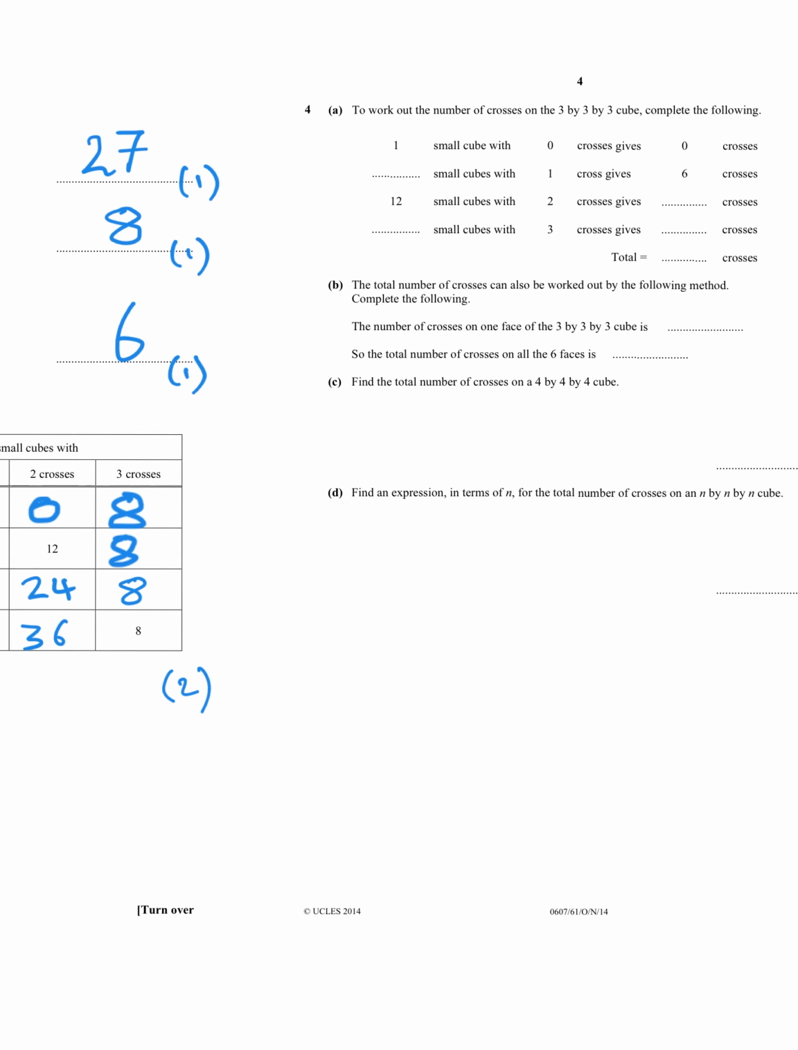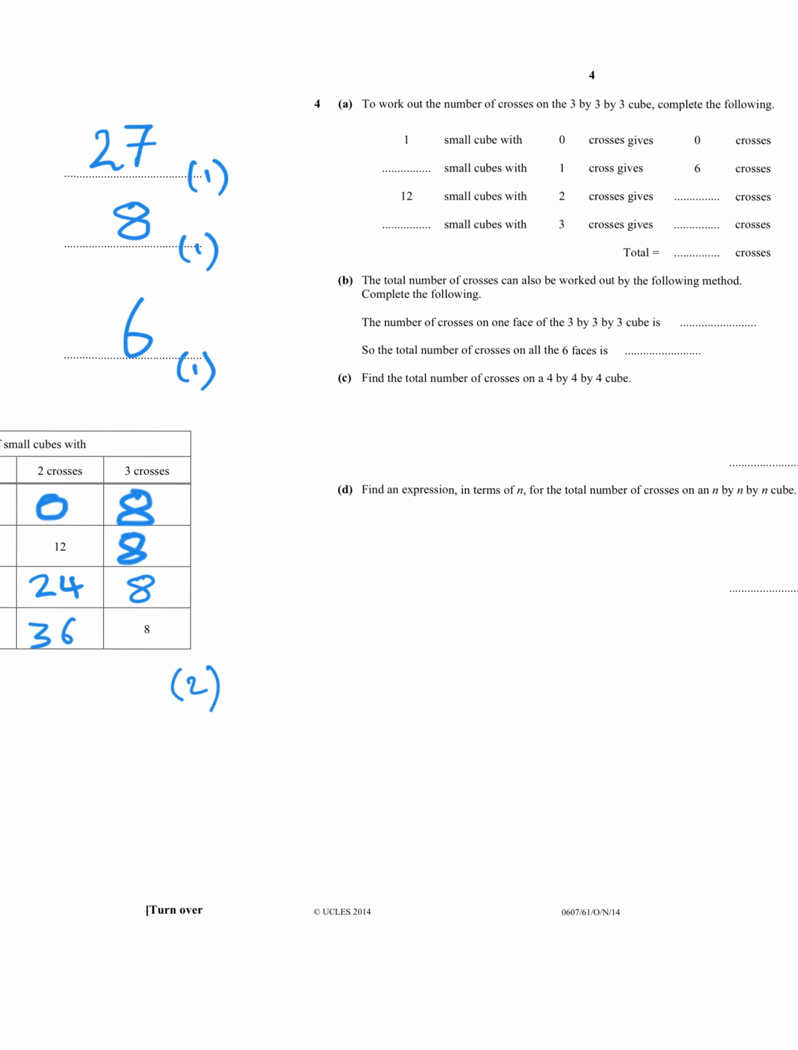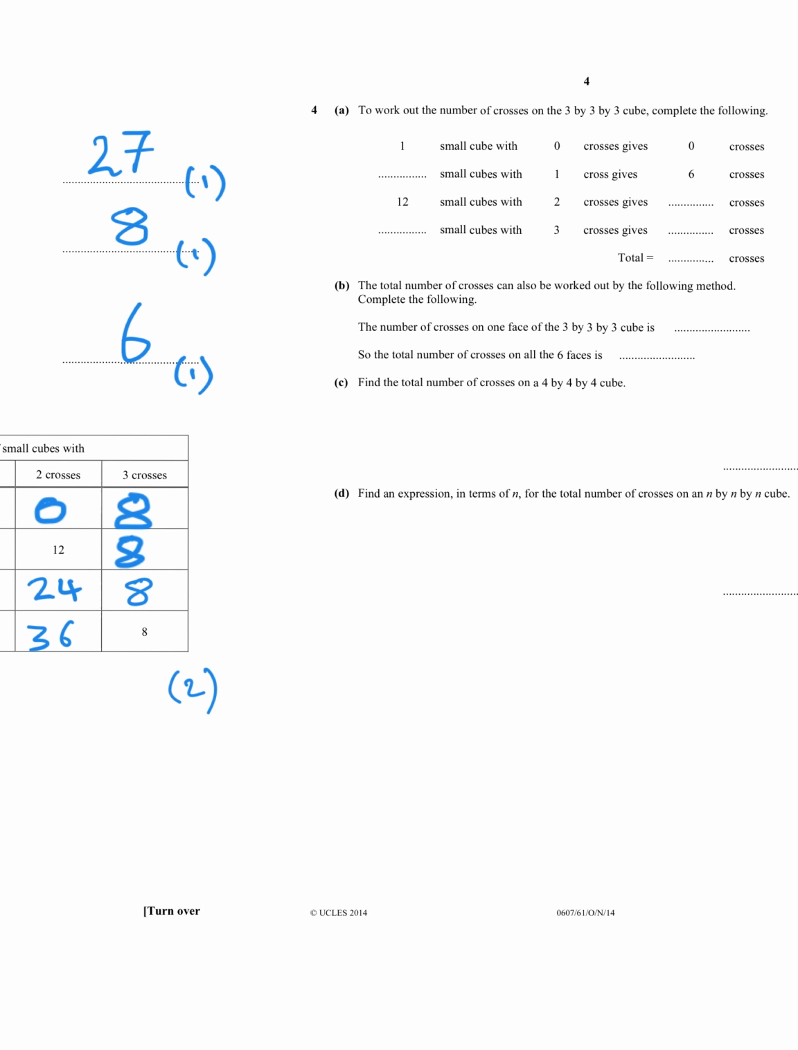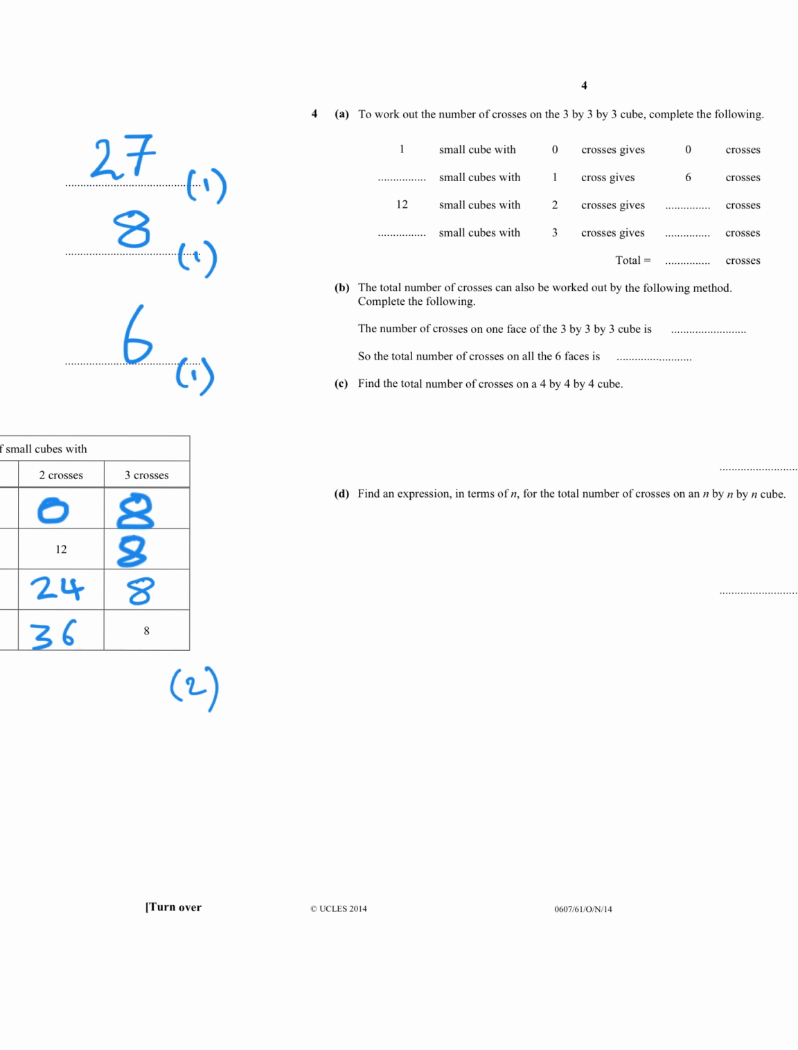Okay, to work out the number of crosses on the 3 by 3 cube, complete the following. So there's 1 small cube with no crosses, giving us no crosses. Looking at this, giving us 6 crosses with 1, this is going to have to be 6. 6 small cubes with 1 to give us 6 crosses. 12 small cubes with 2 gives us 24.